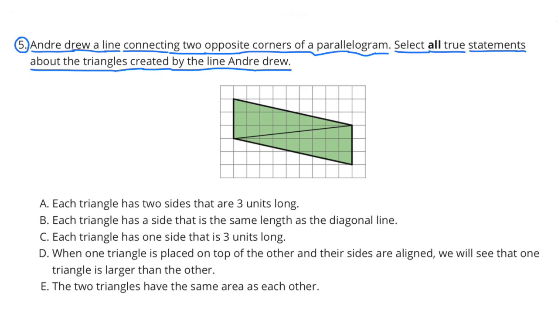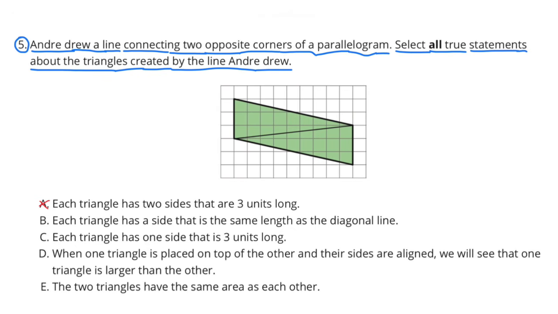Number 5. Andre drew a line connecting two opposite corners of a parallelogram. Select all true statements about the triangles created by the line Andre drew. A. Each triangle has two sides that are 3 units long. That's not true. They each have one side that's 3 units long, but they don't have two sides that are 3 units long. B. Each triangle has a side that is the same length as the diagonal line. True.